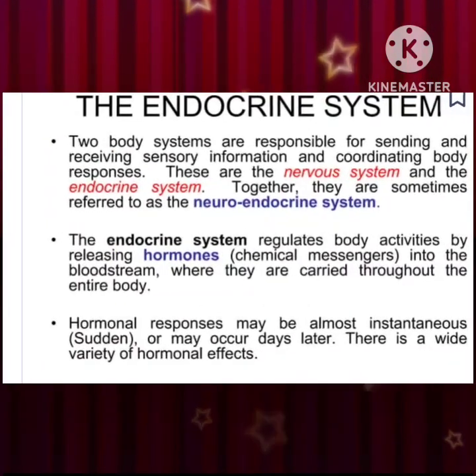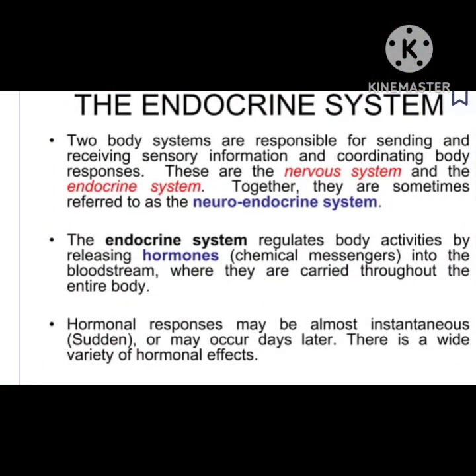Two body systems are responsible for sending and receiving sensory information and coordinating body responses. These are the nervous system and the endocrine system. In the human body, these two systems are responsible for sending and receiving information and coordinating body responses, and sometimes they are known as the neuroendocrine system.